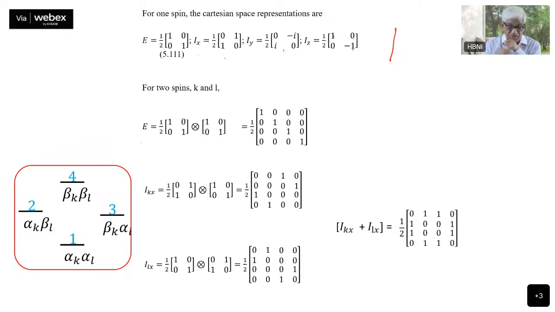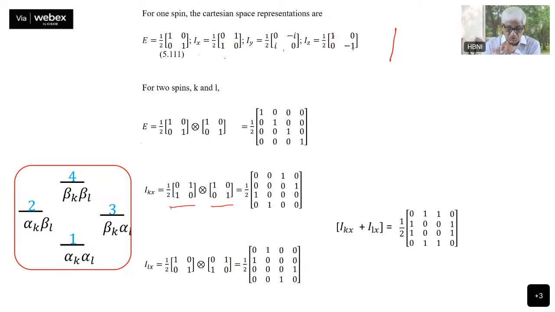What does this mean? To calculate that into a 4x4 matrix, what I have to do is take this one-spin Ix operator, and take a direct product with the unit matrix: half 0, 1, 1, 0 direct product with 1, 0, 0, 1. How do you take the direct product?